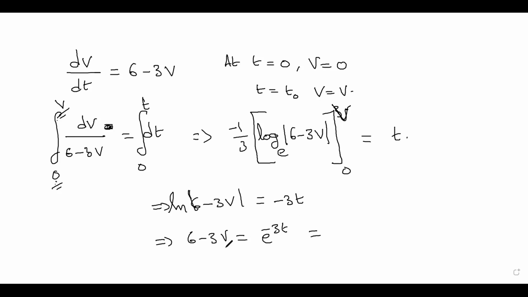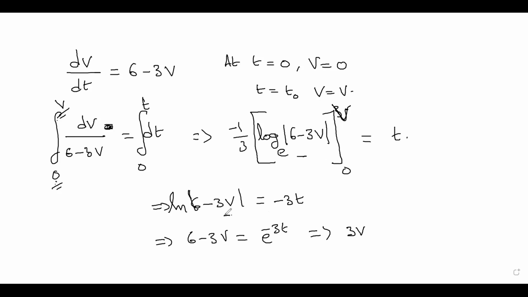So what you have to do is, did I miss anything? I hope not. Okay, I'll do 1 by 3 ln 1 by 3. So I get 3v, something like this. I have this minus 3t, e to the power of minus 3t, that is 6 minus 3v. Oh, I missed this one.